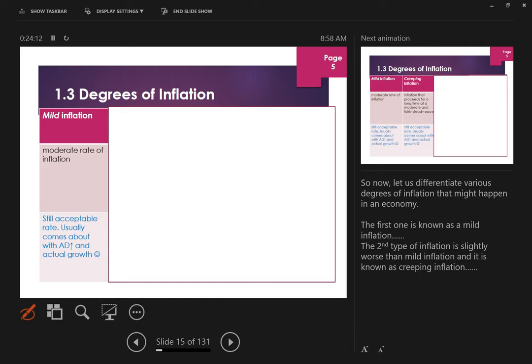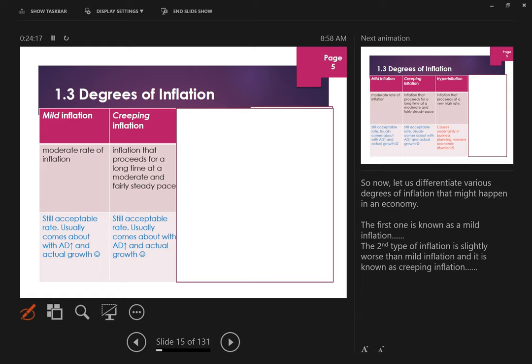Alright, there's another type of inflation known as creeping inflation, which is inflation that proceeds for a long period of time at a moderate and fairly steady pace. So this is also still acceptable, because this usually comes about with daily increases and actual growth, same as before, because this is spread across a long period of time.